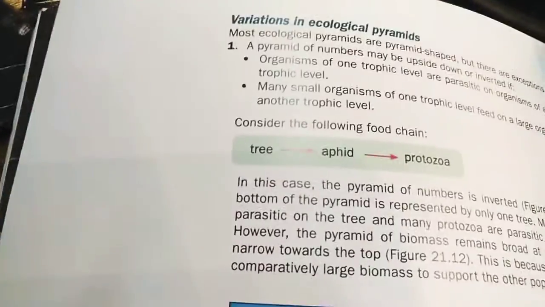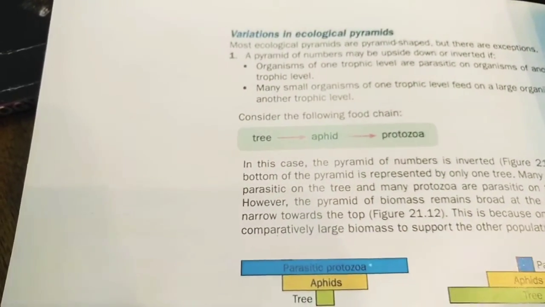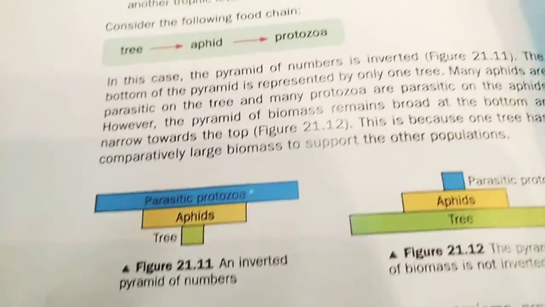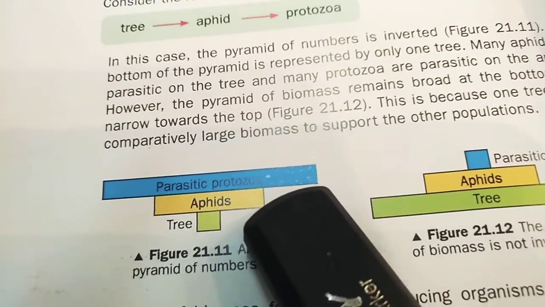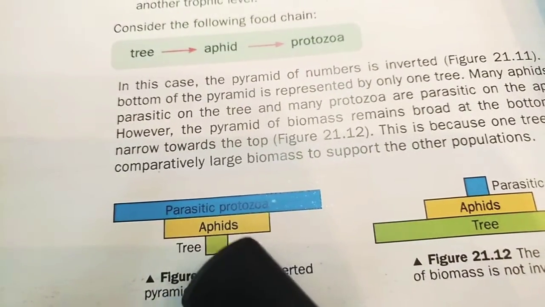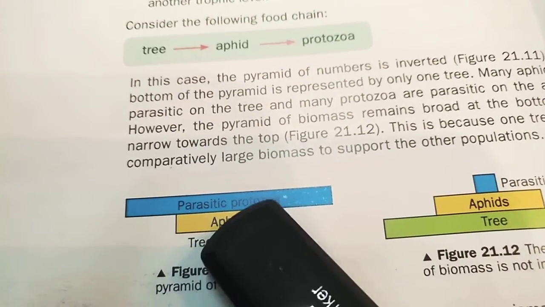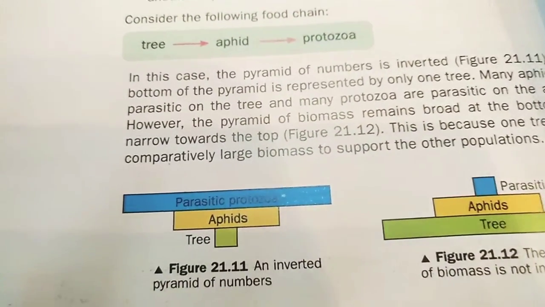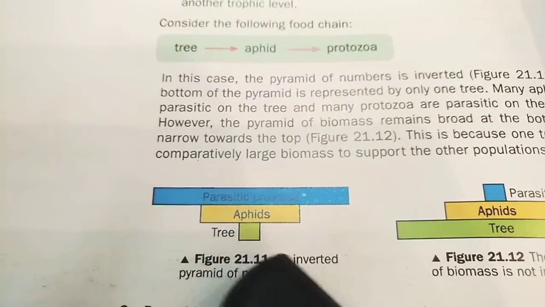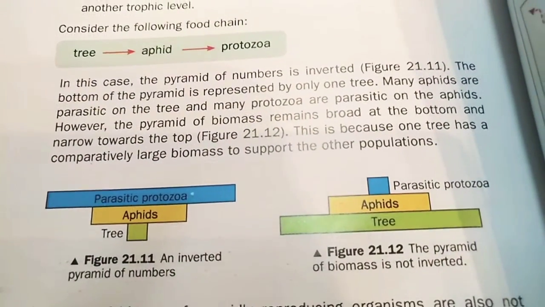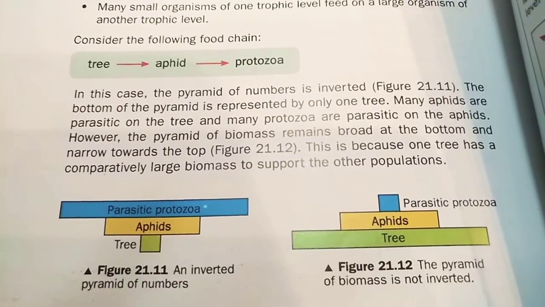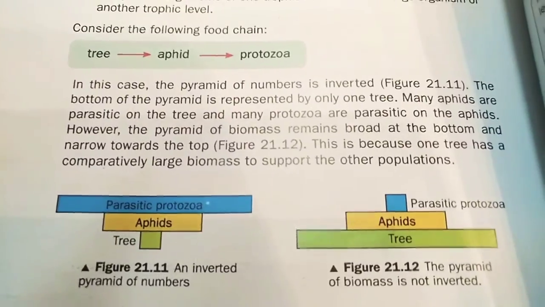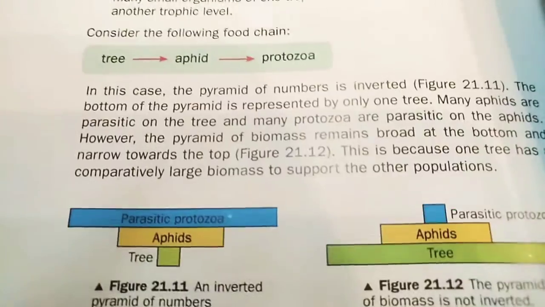Now come toward the other variations in the ecological pyramids. Have a look at the other pyramids here. In this pyramid, this is one big tall tree. So many aphids are there, and on the aphids, so many small microscopic parasitic protozoans are feeding on the dead bodies of these aphids. So this is one kind of pyramid. Now consider the other one. The same tree, the aphids and the parasitic protozoans are there, the same food chain, but why is the representation different? Now come here for the explanation.